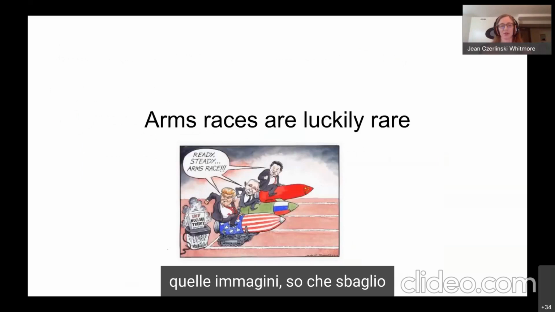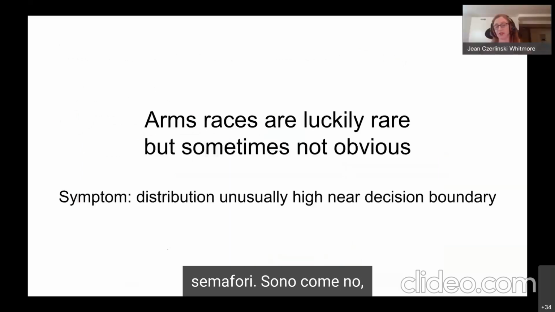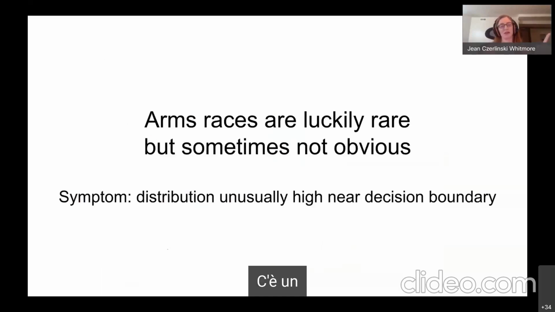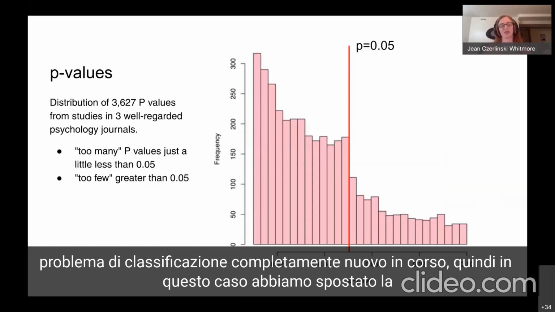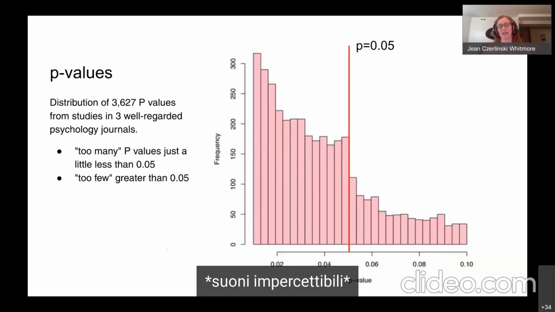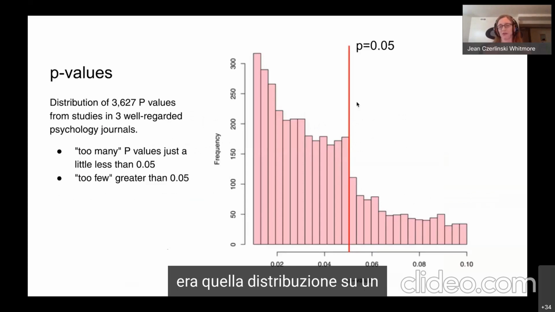Yes, arms races are rare. Sometimes they're not obvious, but a key symptom was a distribution unusually high near the decision boundary. I'm going to show you one. P-values. Distribution of 3,627 p-values from this, this is not my data. There's a journal. I should have put the link. Sorry. 3 well-regarded psychology journals. Basically, too many p-values near the 0.05.